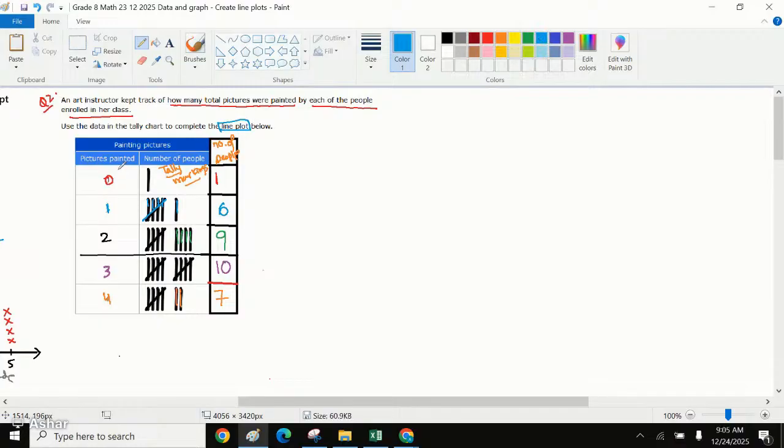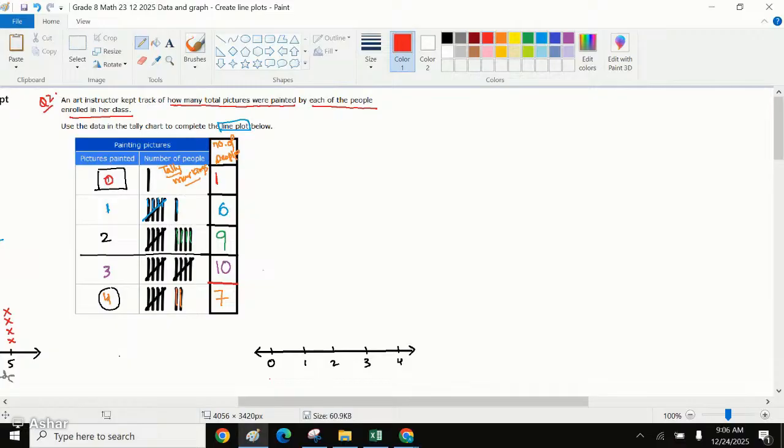So what is our requirement on the x-axis? We were doing pictures that were painted, right? We can have 0 pictures, we can have 1 picture, 2 pictures, 3 pictures, and the maximum would be 4 pictures, right? We put the arrows on either side, it shows a continuation. The minimum is 0, and the maximum was 4 pictures.